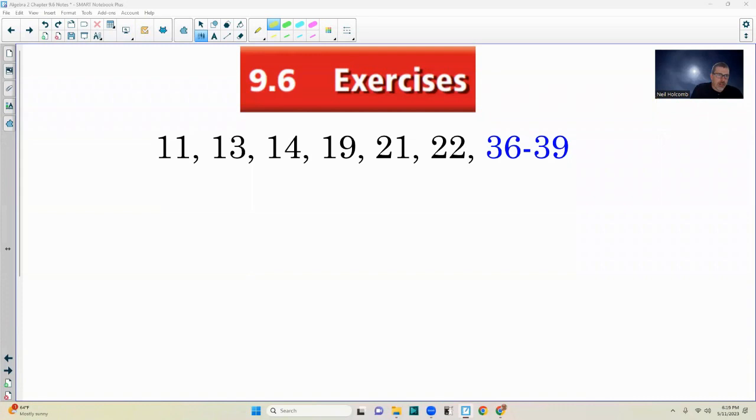Okay, so that brings us to the end of chapter 9.6. It's a short lesson. There's only 4 examples. And so it's a small set of numbers that I want you to try. 36 and 39 are review.